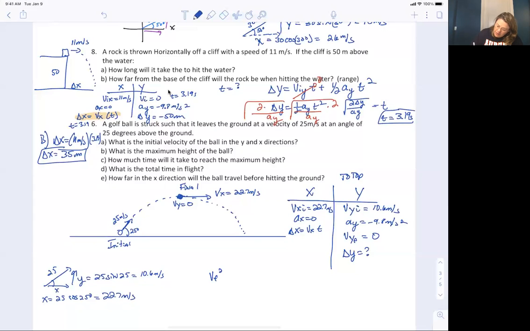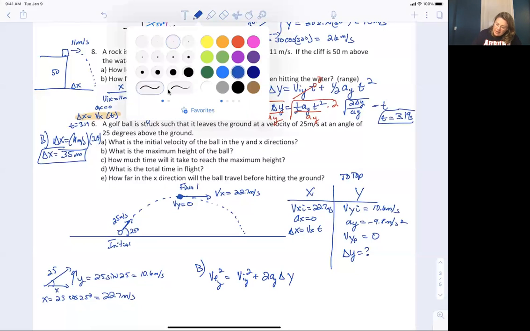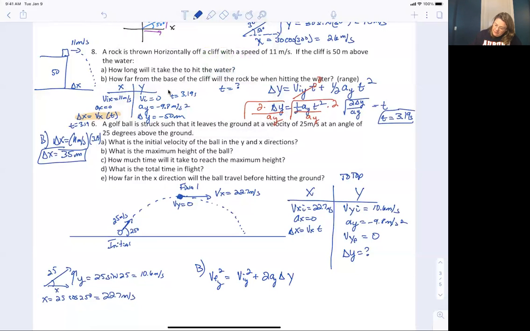V final squared equals V initial squared, this is B, plus 2A delta Y. These are all in the Y. I have an initial velocity in the Y direction. I have nothing in the Y at the final location, it's 0. So we know that final velocity is going to cancel. But let's solve for delta Y.